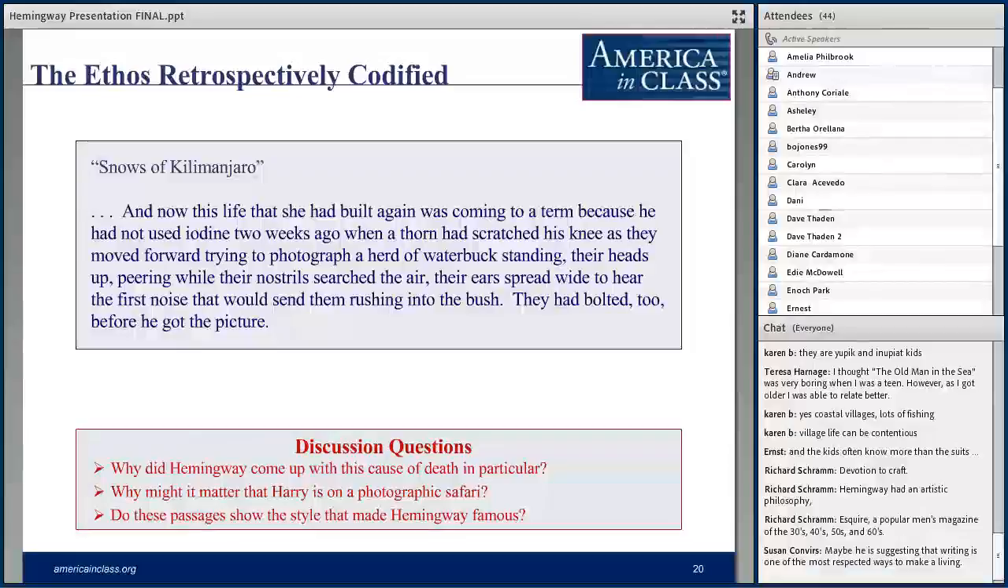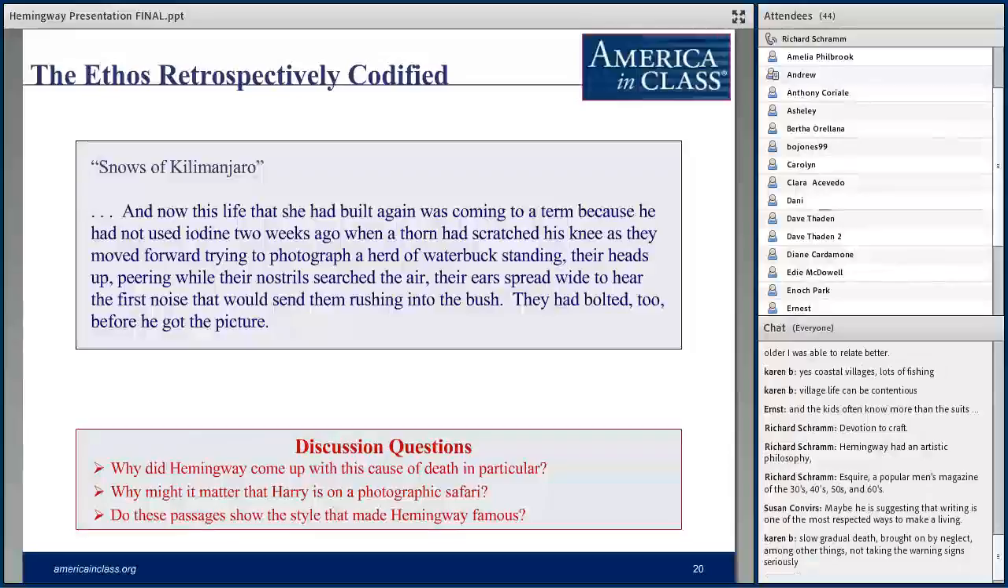So any thoughts about why this particular cause of sickness and death? Okay, any comments on that? We have some folks typing in. Karen B. writes, slow gradual death brought on by neglect, among other things, not taking the warning signs seriously. But neglect, yeah, I think that's the key word there. He's neglected his talent and he's neglected his health.